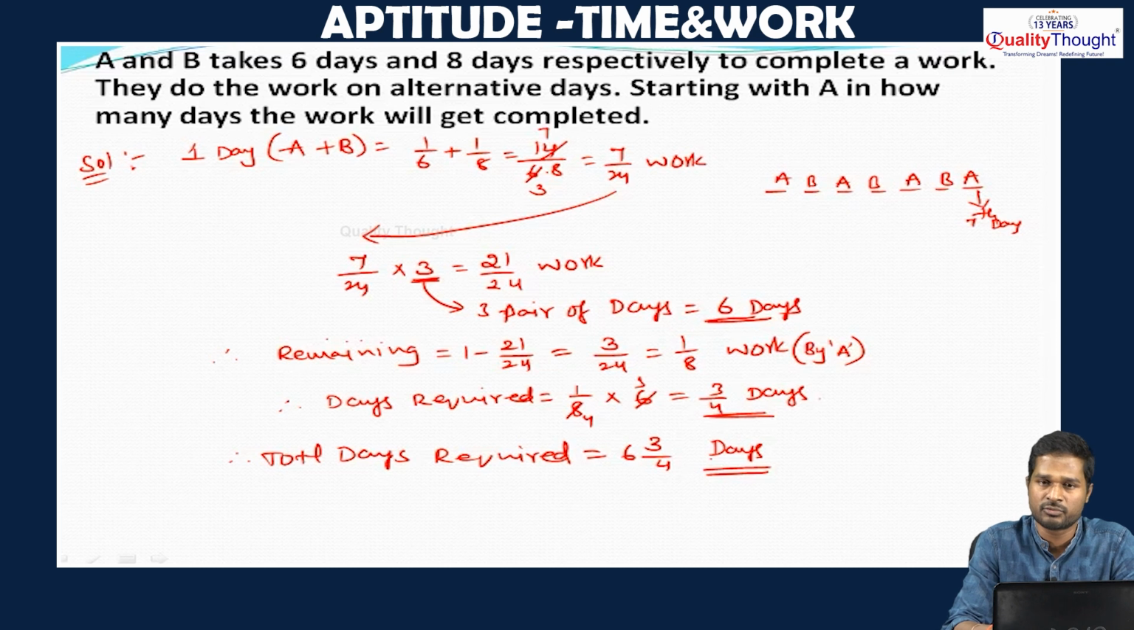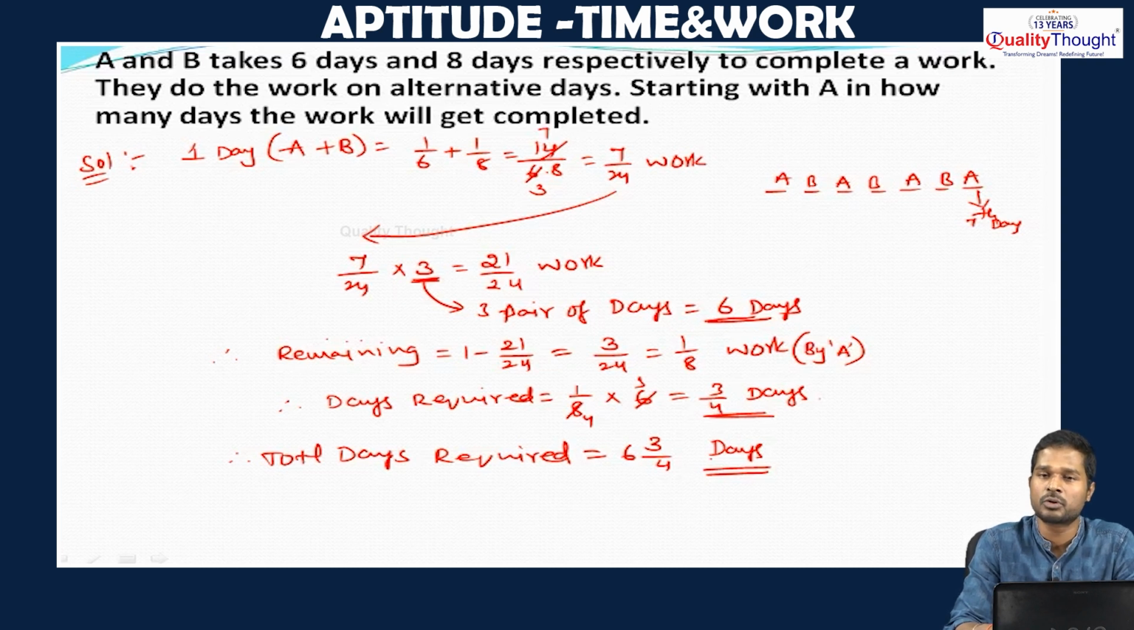So the nearest number is 7 3s are 21, which is 21 by 24 of the work completed in 3 pairs of days, that means in 6 days. Now, the remaining work is, total work is 1, in that 21 by 24 is the work that is completed, that means 24 minus 21 is 3 by 24, which is 1 by 8 is the work that is left. It should be done by B, because in 6 days this is the work done, on the 7th day 1 by 8 of the work is done, which should be done by A.